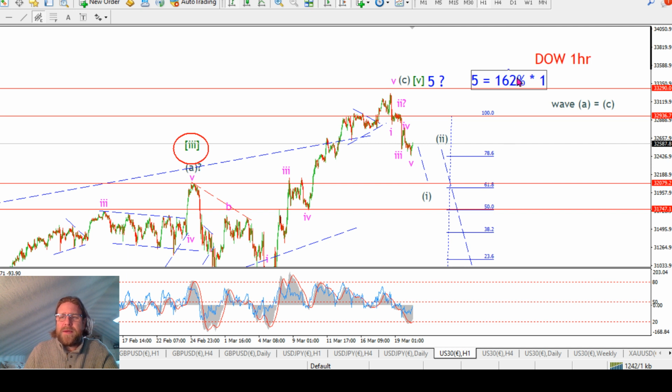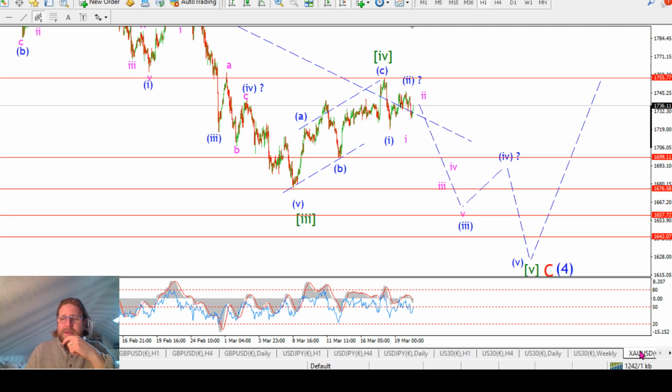The reason that was a target was that was where wave 5 reached 162% of wave 1 in blue. And wave 1 in blue was the rally off the March low last year. So, nice, March to March and turn again, hopefully. We'll see how that goes this week.